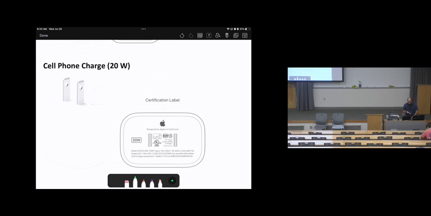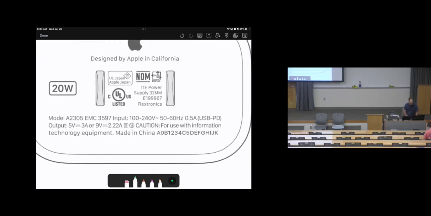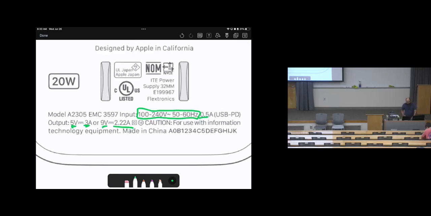How about the new charger, the 20 watts charger? The 20 watts chargers are basically universal. You will see them compatible with any part of the world. And you will see the voltage can be either 5 volts, 3 amperes, or 9 volts, 2.22 amperes.